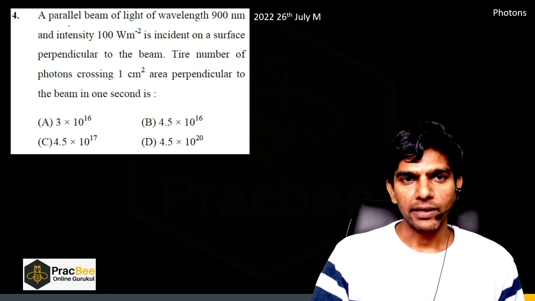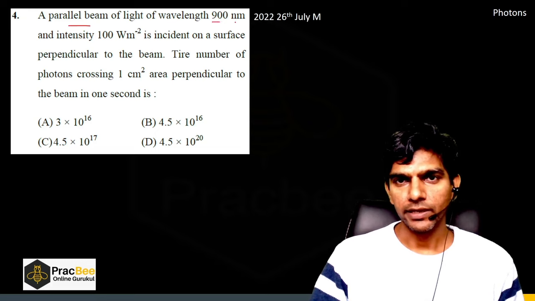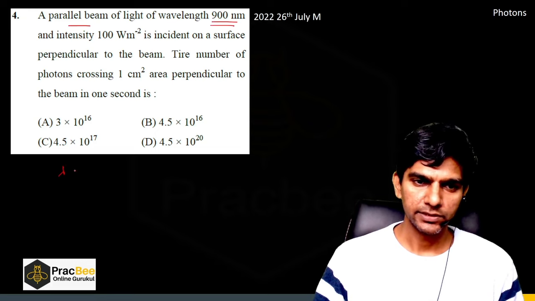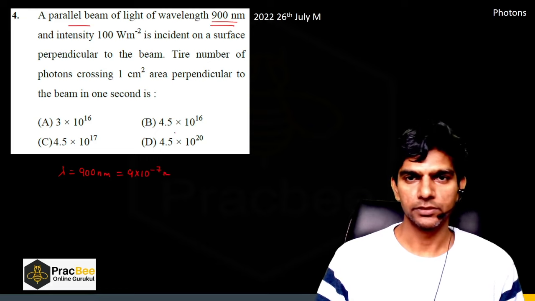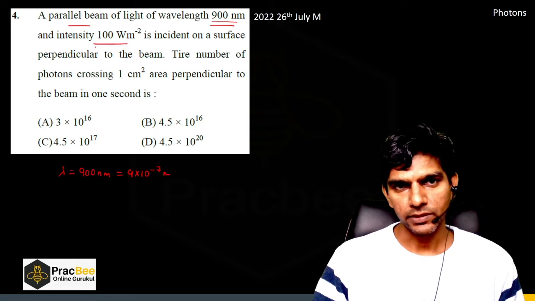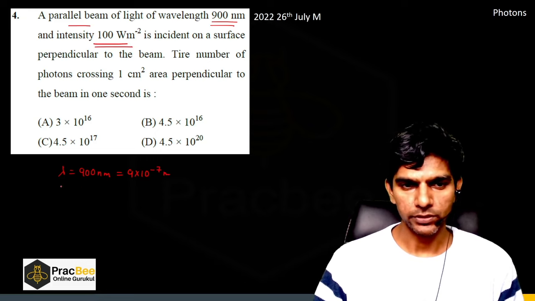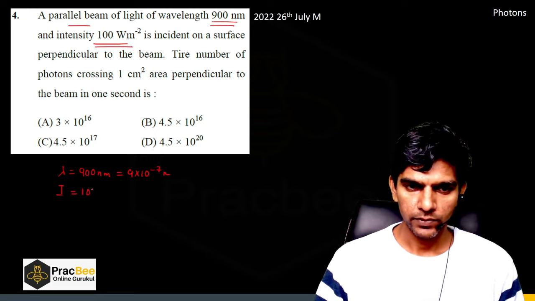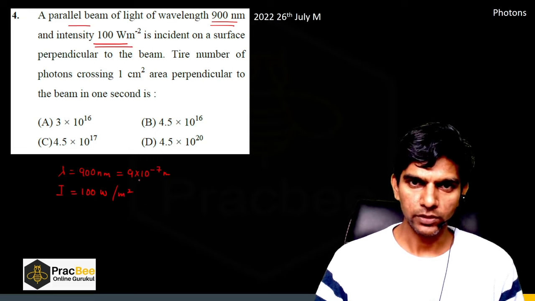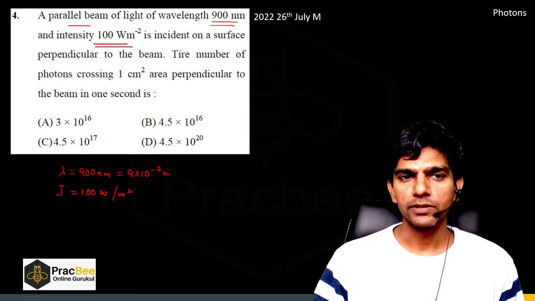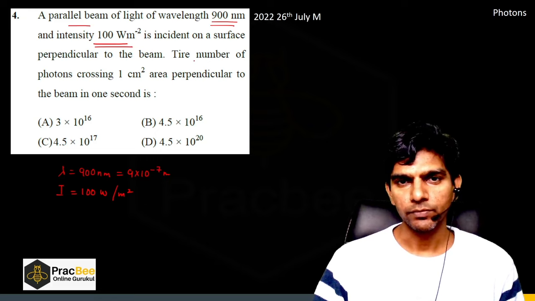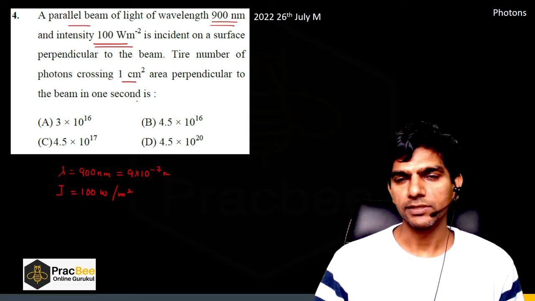We are given a parallel beam of light of wavelength 900 nanometers. So lambda is given as 900 nanometer, which is 9 into 10 raised to power minus 7 meters. And the intensity is given as 100 watt per square meter, which is incident on a surface perpendicular to the beam. Find the number of photons crossing 1 square centimeter area perpendicular to the beam in 1 second.